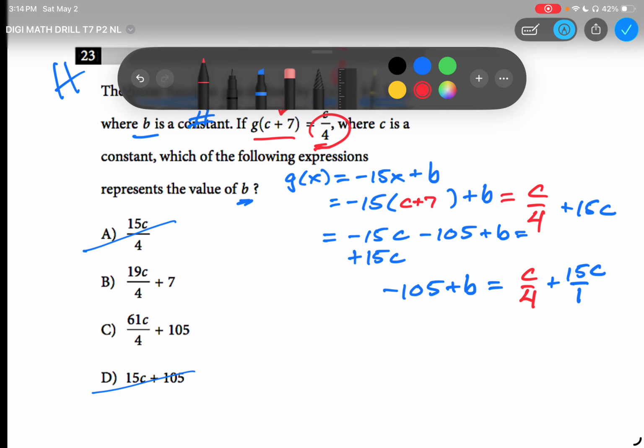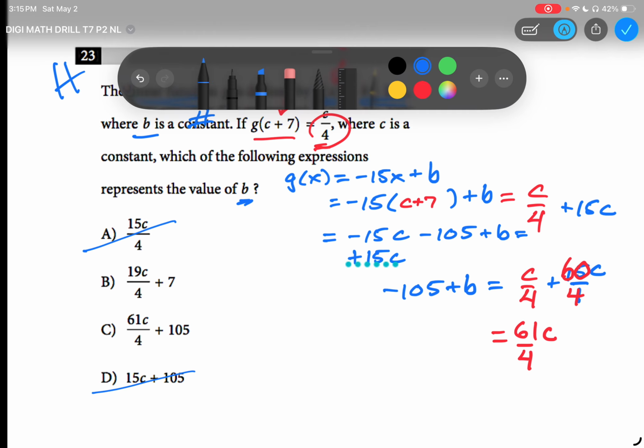So let's turn it into a common denominator. What am I going to turn that 15c over 1 into? I'm going to do it over 4. So I'm going to multiply downstairs by 4, which means upstairs I have to multiply by 4 also. So carefully, what's 4 times 15 going to equal? That would be 60, so this would be 60c. Now, what is c over 4 plus 60c over 4? That will be equal to 61c over 4. You guys get it? Take a look at your answer choices so far.